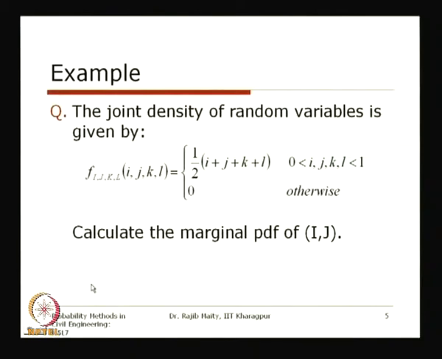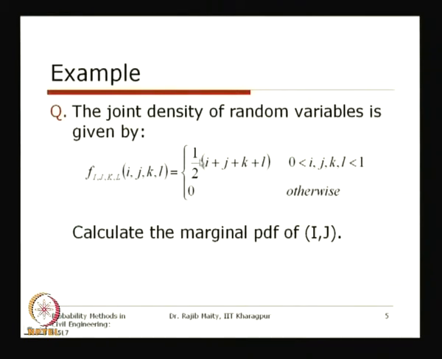So one example is given here. Suppose the joint density, which we took up in the last class as well for some other problem, but here we will be interested to know the marginal PDF of some subset of the random variables. So here there are 4 random variables, i, j, k, l, and their joint density is given by this.